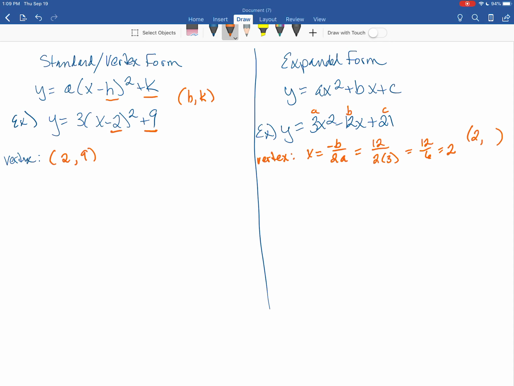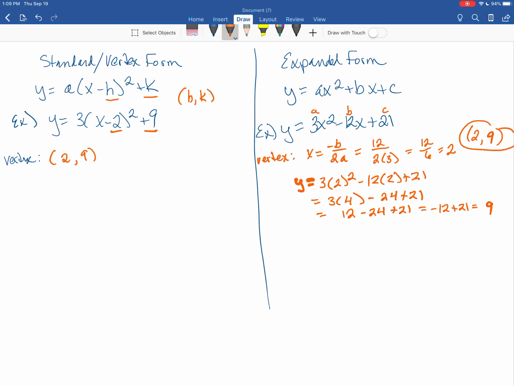If I have an x value and I need to find its matching y, all I need to do is sub that back in. So I can do y equals 3 times 2 squared minus 12 times 2 plus 21. That will give me 3 times 4 minus 24 plus 21. 12 minus 24 plus 21. 12 minus 24 is negative 12, plus 21, which happens to be 9. So there's my vertex in this format.